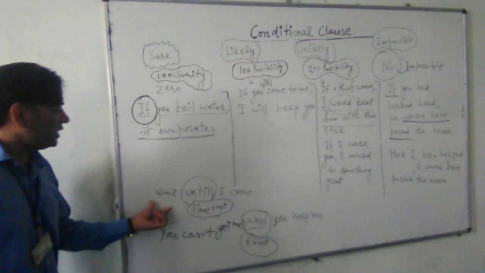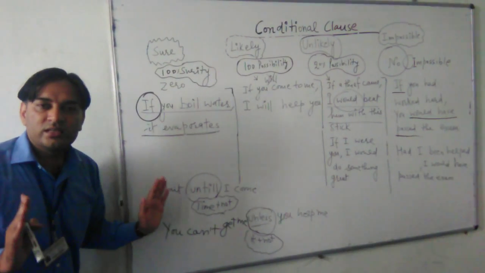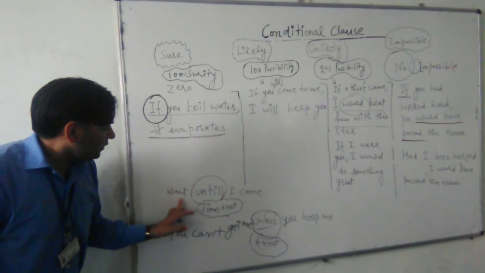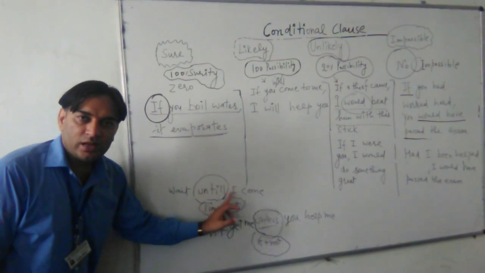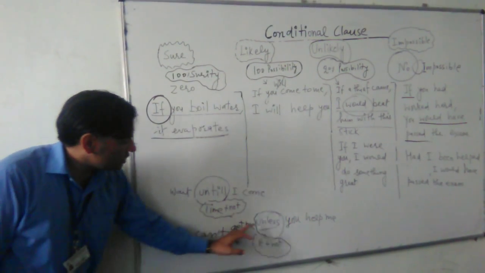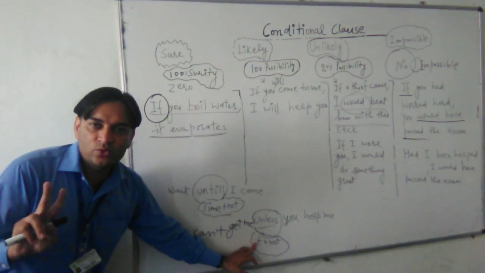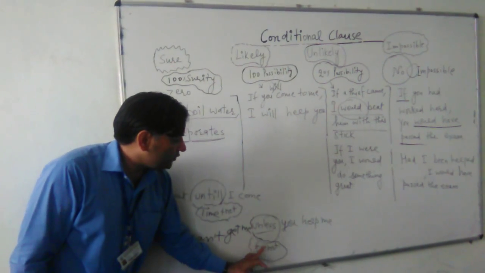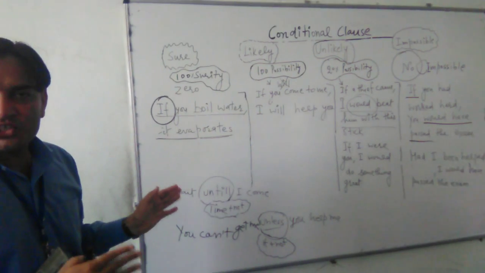Okay, sometimes what happens, we use until also. Wait until I come. Until is comprised of two parts. Until we use to show time. Wait until, time plus not, I come. Sometimes we use unless. Unless is comprised of two words, if plus not. You cannot get me unless you help me. So these are conditional clauses.